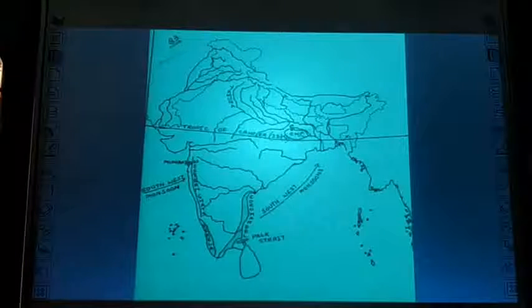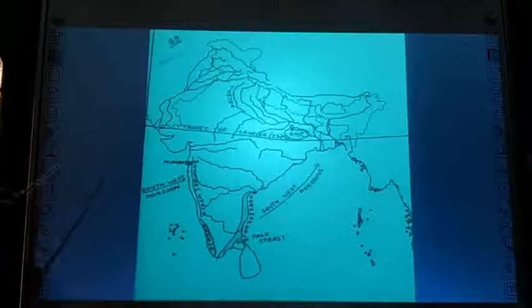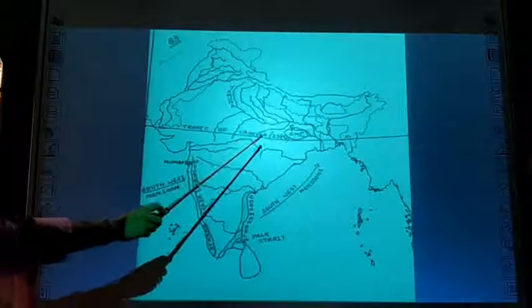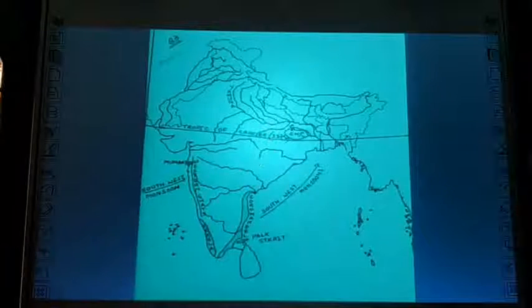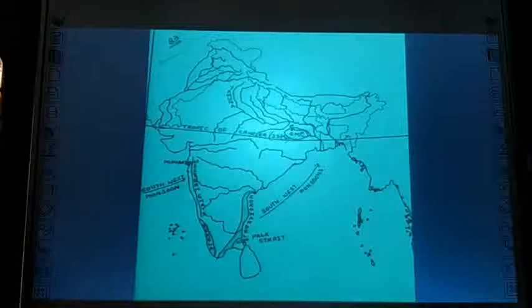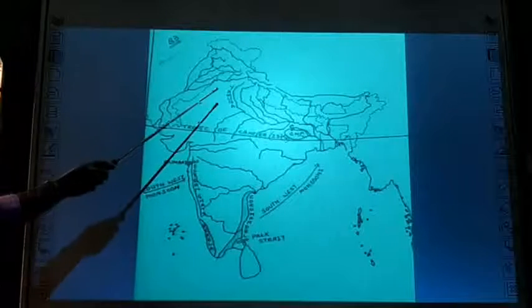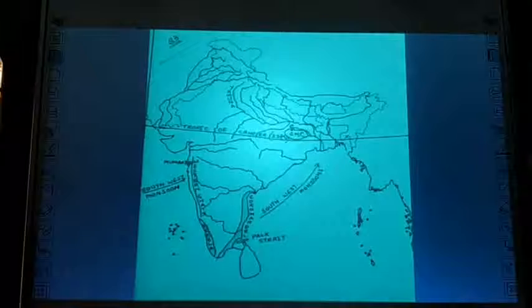On the outline map of India provided, the questions are: mark and name the most important latitude of India. Tropic of Cancer, 23.5 degrees north. Why is it important? Because it divides our country, that is India, into almost two equal parts, which affects the climate of our country.